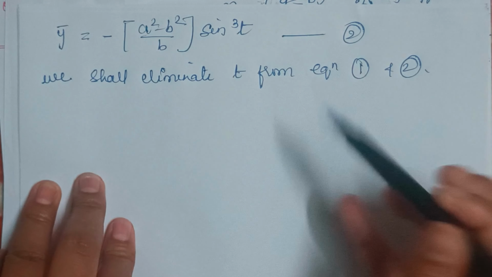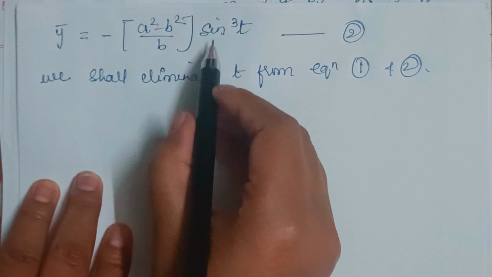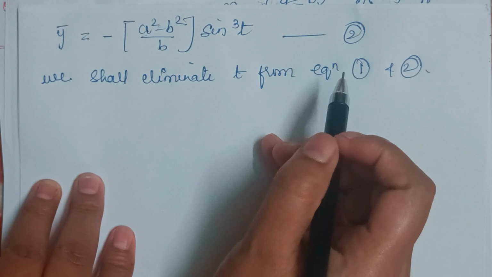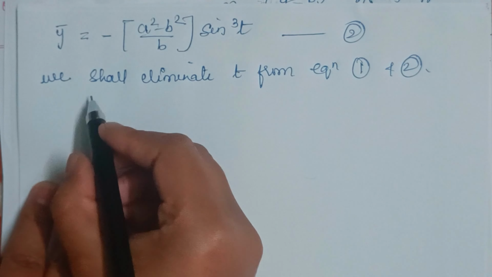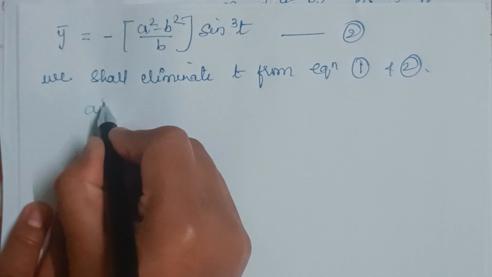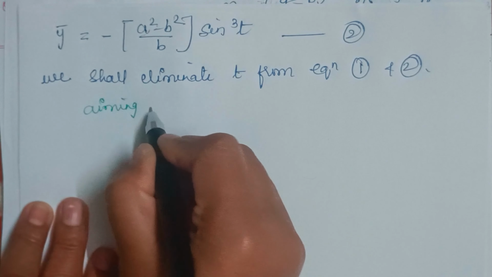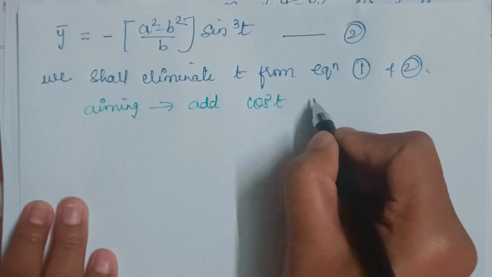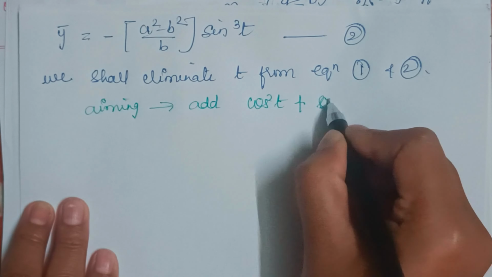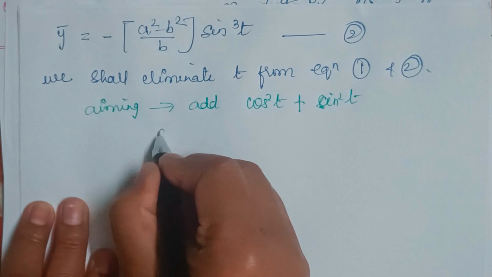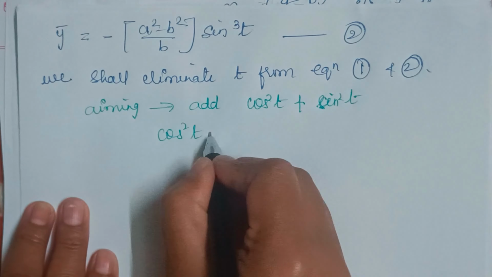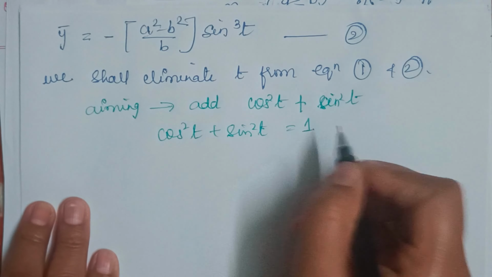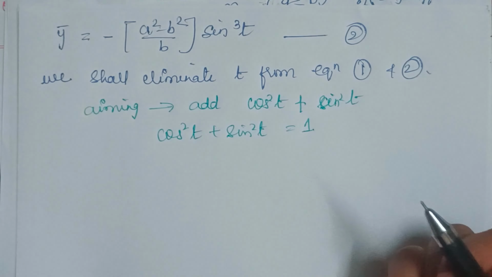to eliminate t here, what are we aiming? We have cos and sine in both the equations, right? In equation 1 and 2. So we are aiming to add cos square t and sine square t. So we already know that if we add cos square t plus sine square t, then it will become 1. 1 is a constant, so by default the t will get eliminated.